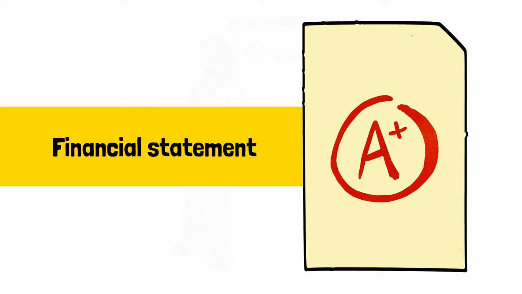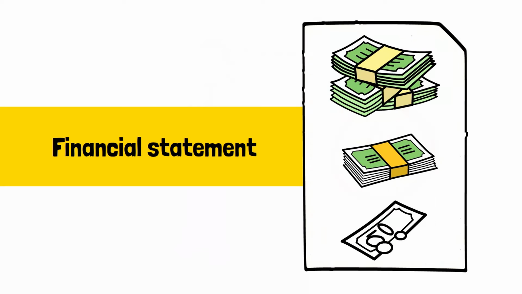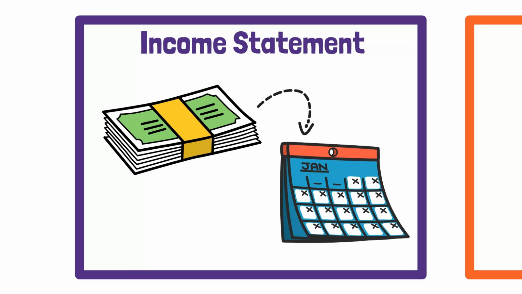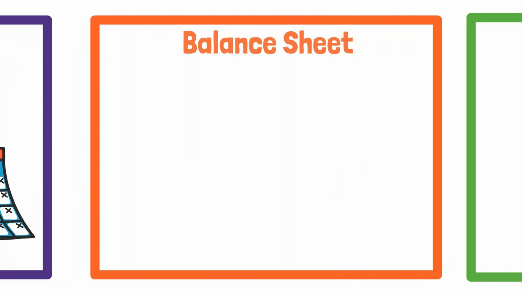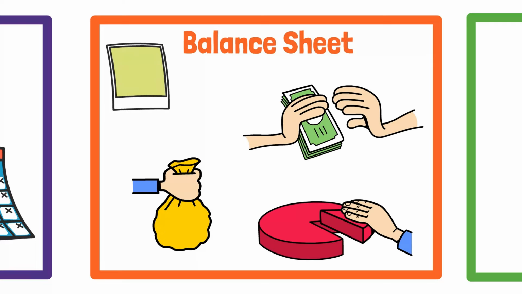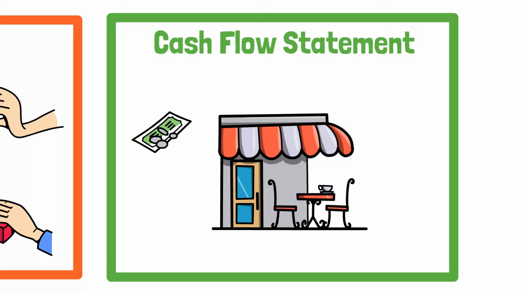A financial statement is like the scorecard of your business. It tells the story of how much money you're making, where it's going, and what's left over. Now, there are three key types. First, an income statement, which shows your revenue and expenses over a given period. Second is your balance sheet. That's a snapshot of your assets, liabilities, and your equity at a specific point in time. Third is your cash flow statement, which tracks the actual movement of cash in and out of your business.